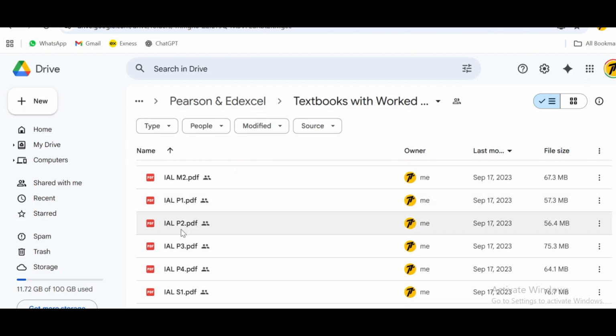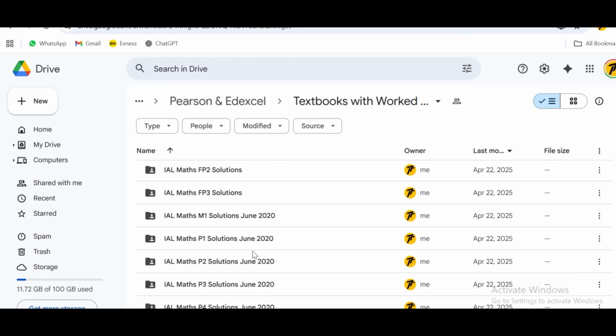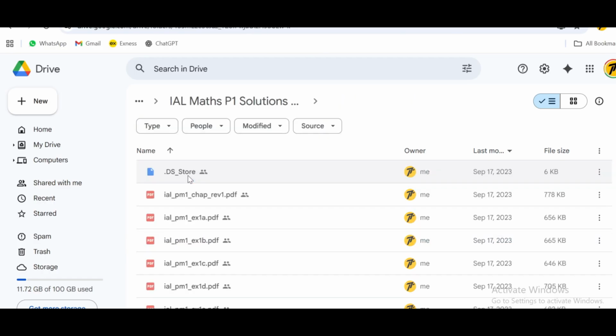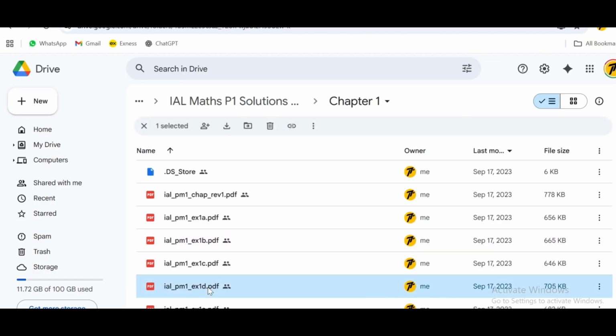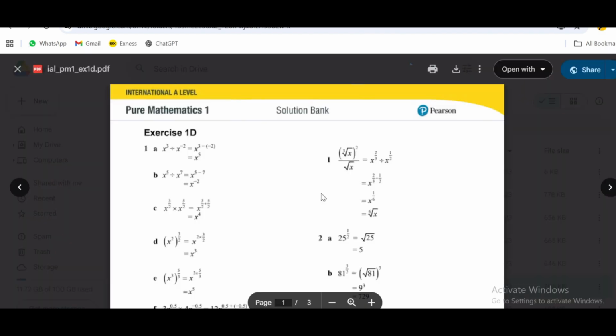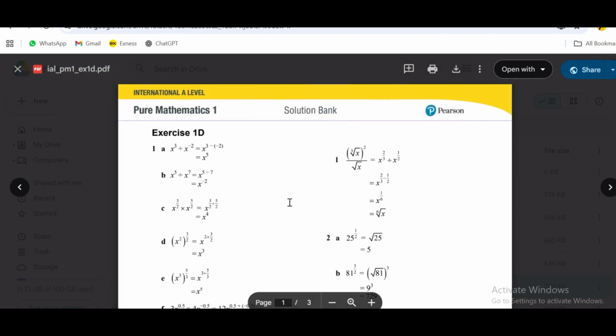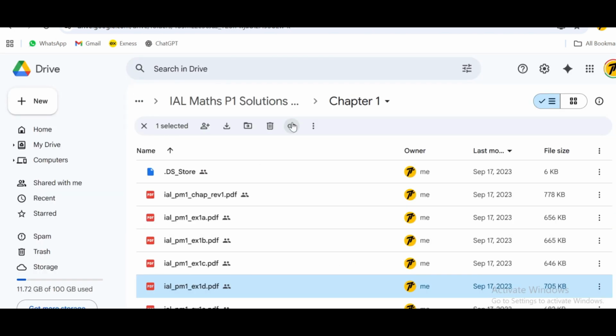IAL P1 textbook, P2 and S1 are also here, and then the worked solutions. That means step-by-step working of every exercise question. For example, if you open P1, go to chapter 1, you will see all the exercises here. I'm going to open some exercises just to show you what's in there. You'll see step-by-step working of exercise questions.